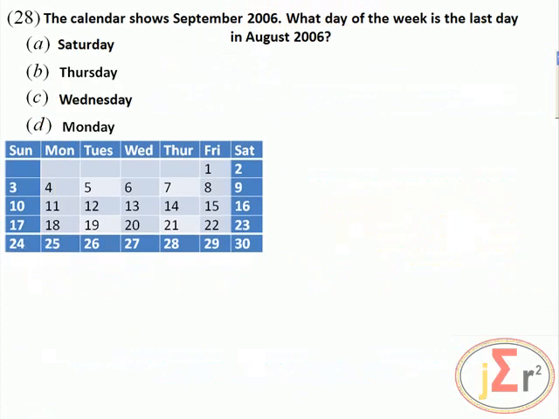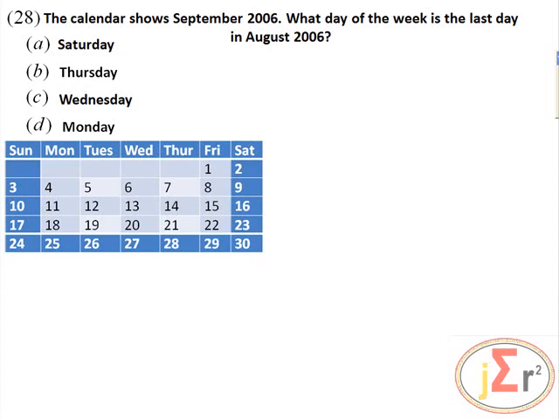We have the same calendar, the same month of the calendar also, September 2006. What day of the week is the last day in August? Let's see if Jerry can figure that out. This is September. What day of the week is the last day in August? Saturday. The last day in August. Right. Thursday. It has to be a Thursday because September started on a Friday.